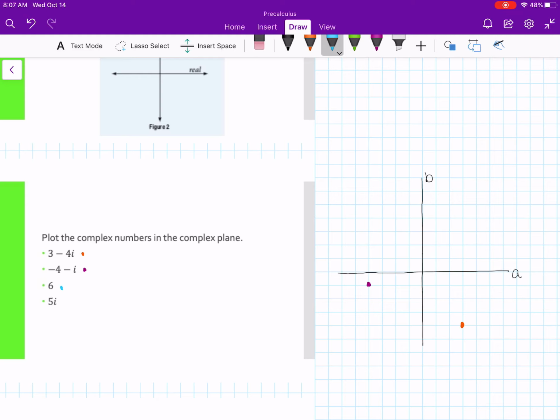This one I'm going to do in blue. So remember, this is like 6 plus 0i. So we go 6 on the real axis, 1, 2, 3, 4, 5, 6, and then it stays on the axis because it's a real number. And the last one I will do in green. Remember, this one's like 0 plus 5i. So we just go up 5.